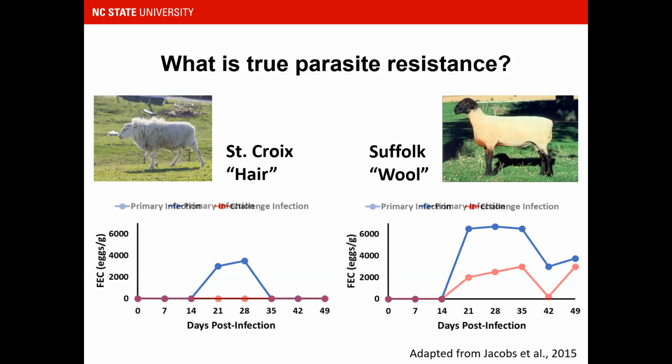And during the challenge infection, those hair sheep never get infected. They maintain a fecal egg count of 0 for the entire infection period. Where the Suffolk sheep, our wool sheep, get a challenge infection, they get a rise in fecal egg count. It's not as high a magnitude as our primary infection, but they do still get infected. So that ability to truly clear that infection and prevent that infection is what we would define as our true ideal parasite resistant breed.